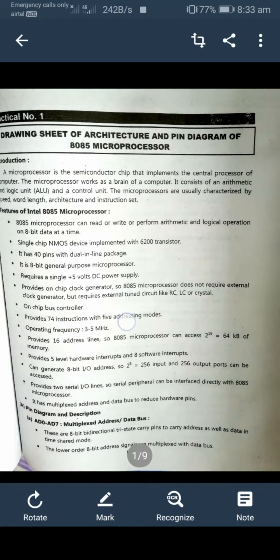Pin diagram and description. AD0 to AD7, multiplexed address data bus. These are 8-bit bidirectional tri-state pins to carry address as well as data in time share mode. The lower order 8-bit address signals are multiplexed with the data bus.